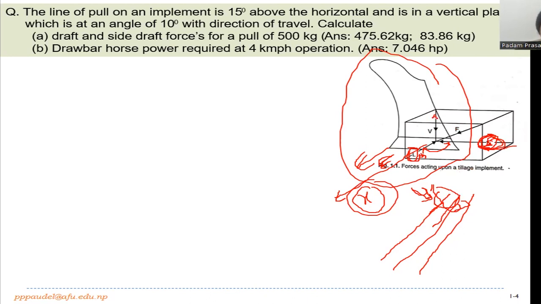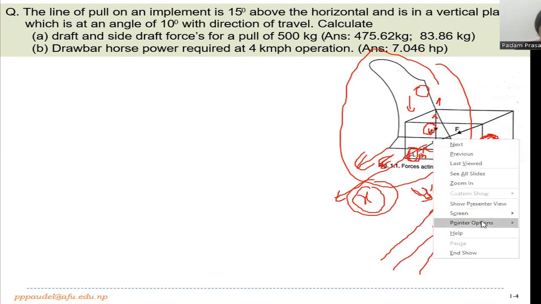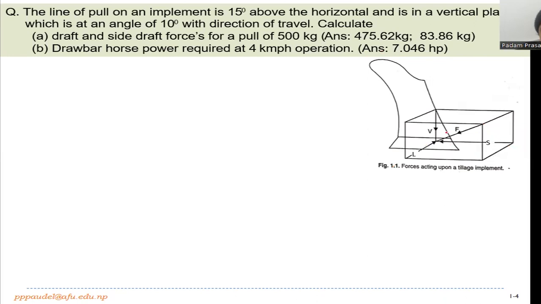And there will be another component, that is V, the vertical component. It balances the total weight and the reaction provided by the soil on that implement. Okay, we have to resolve the total resultant force, that is the total pull applied on that tillage implement, that is F, the total force. This is the center of resistance, this point is called the center of pull, and this line is called the line of pull. Okay, this is the direction of travel, and I think we know about the different terms except this angle.